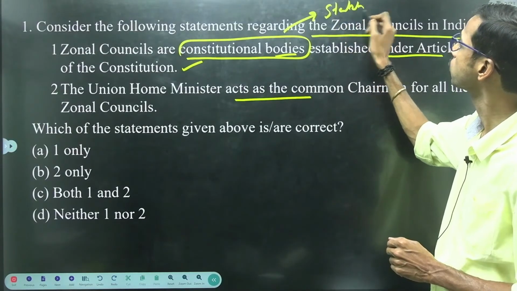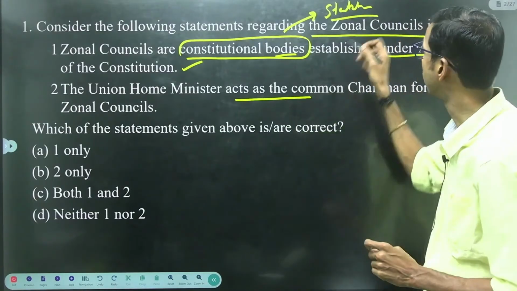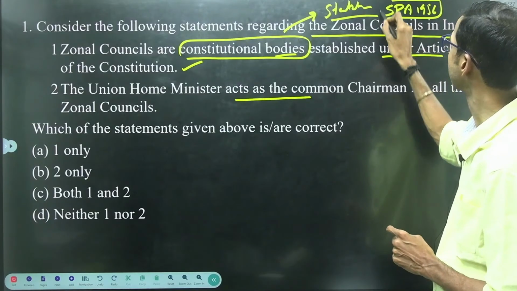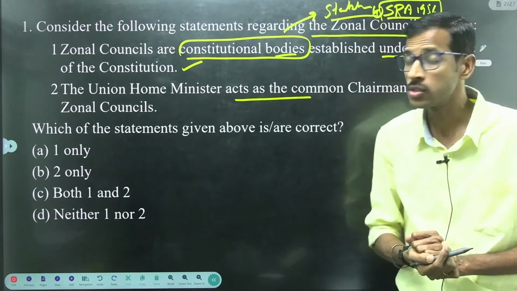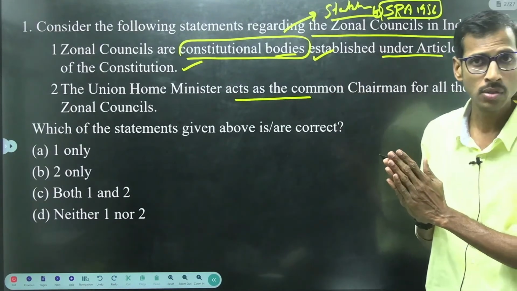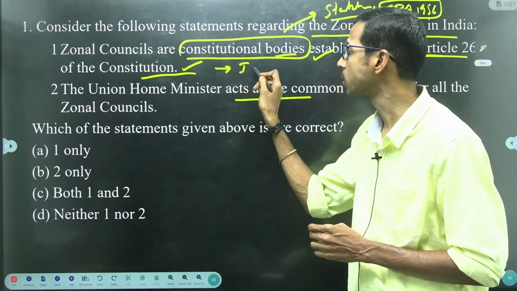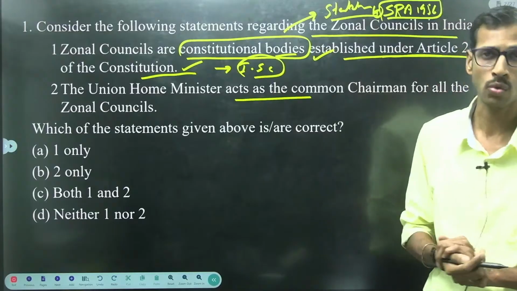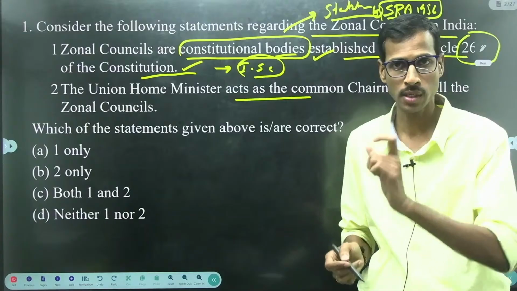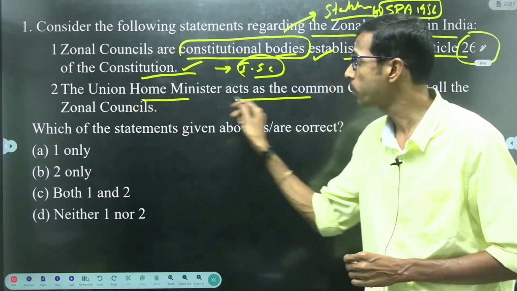Statutory bodies only. Why? Because they were enacted by a law, particularly the State Reorganization Act 1956. This is very important here. That's why they are not constitutional bodies. If you observe the statement, it is completely related to the interstate council, not zonal councils, because Article 263 is related to interstate councils.